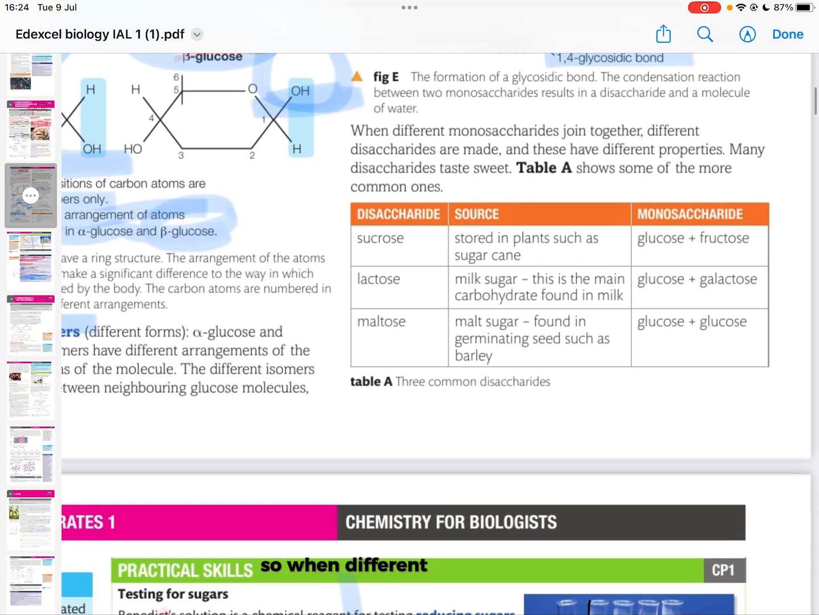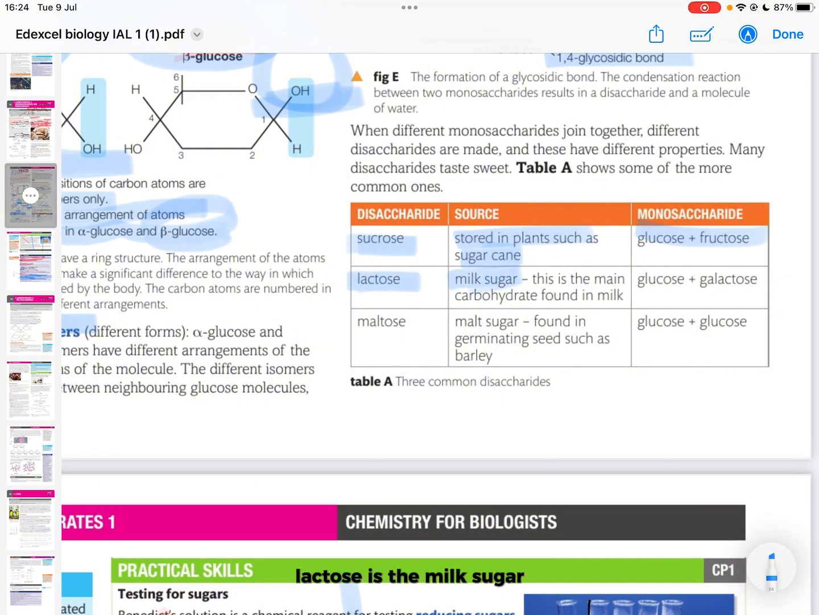So when different monosaccharides join together, different disaccharides are made, and these have different properties. Many disaccharides taste sweet. So here are common ones. Sucrose, as we mentioned before, is glucose and fructose. This is basically stored in plants such as sugar cane, and this is used in table sugar, so you can remember that it's soluble and sweet.